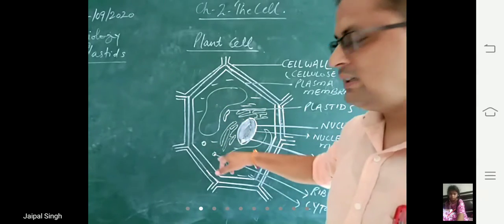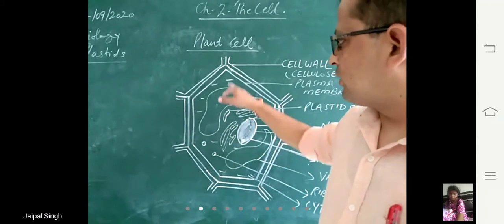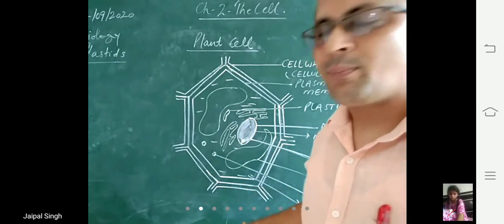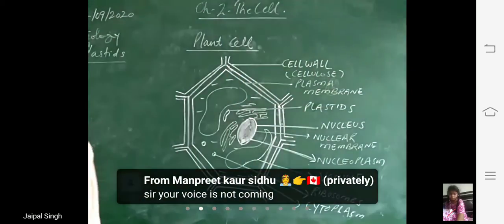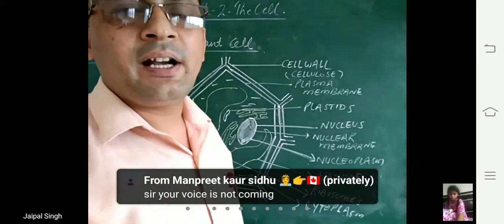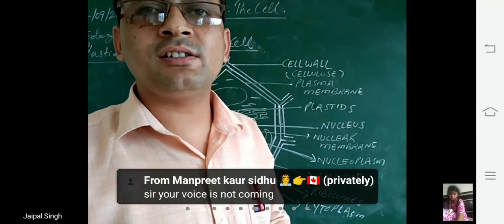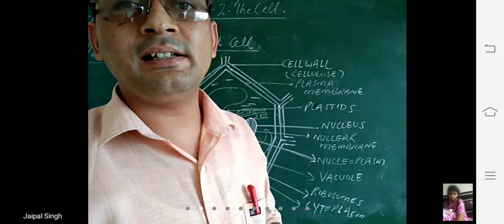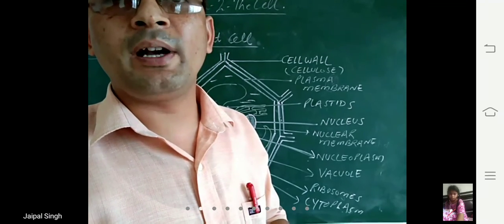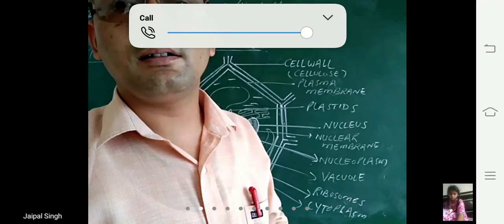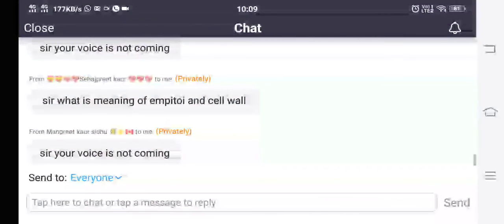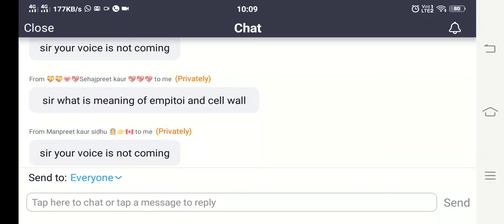And here you can see a major difference in the shape. As compared to animal cells, the size of the plant cell is large. The size of the plant cell is large as compared to the animal cell. Clear? So this is the structure of the plant cell.